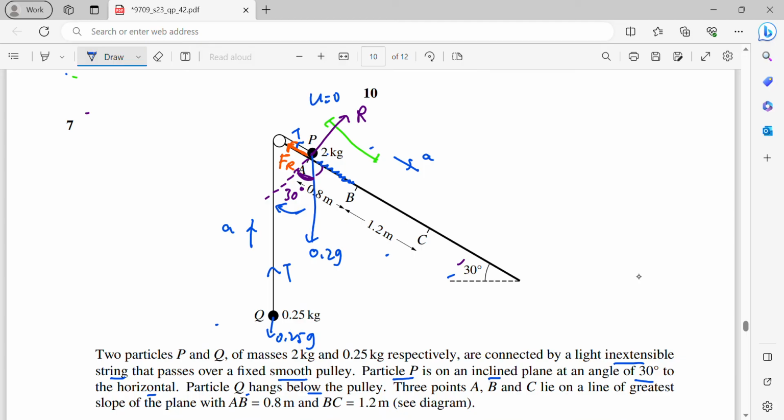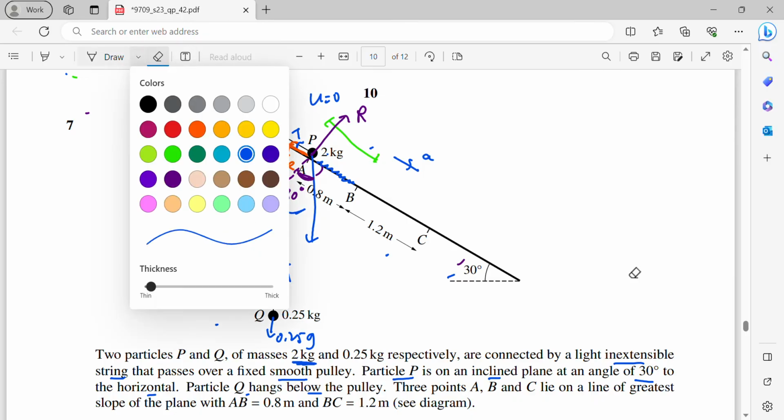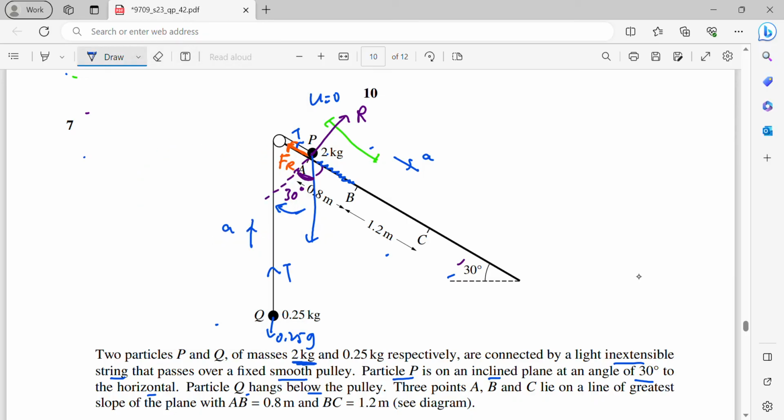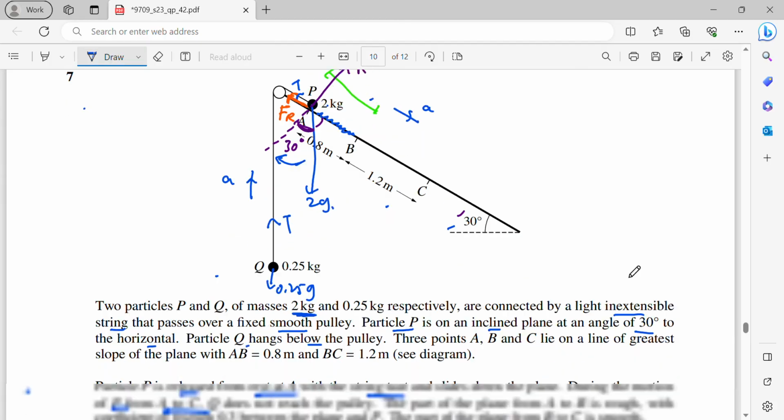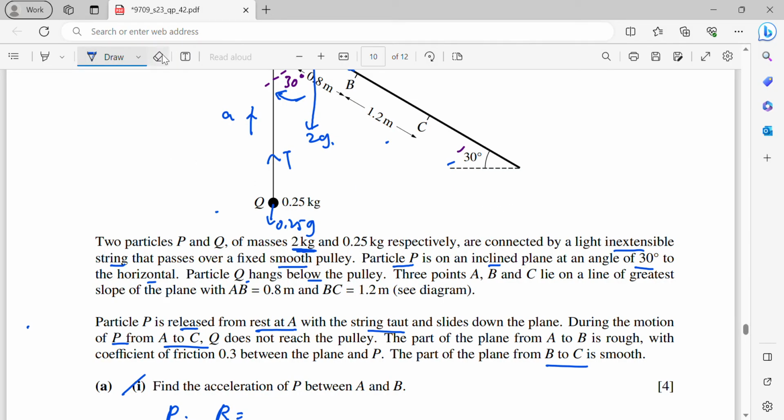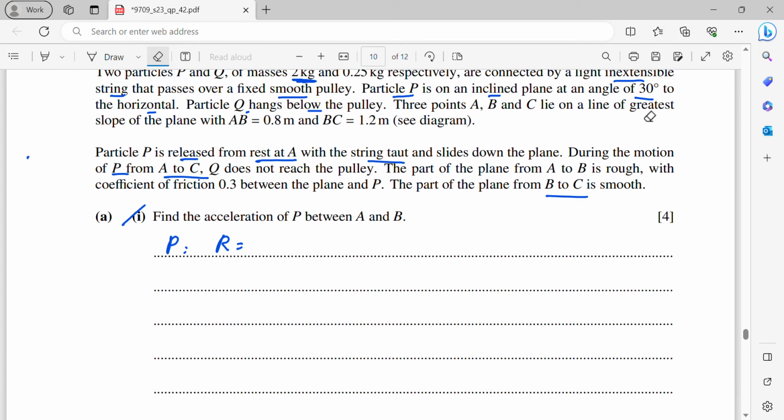Wait, let me check. It is not 0.2 G. Okay, this is 2 kg, right? So mistake. 2 kg means that it will be 2 G. Okay, so I will get 2 G. It will be 2 G cos 30 degrees. So the G replaced by 10. The cos 30 is basically square root 3 over 2. Then you will get 10 square root 3.